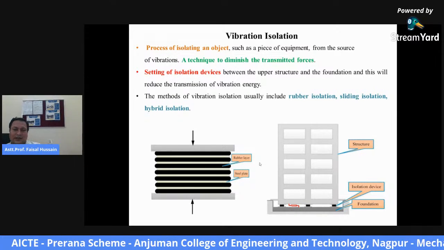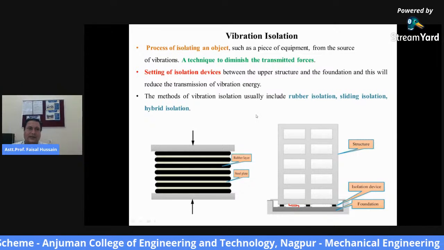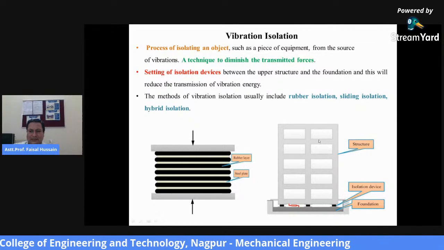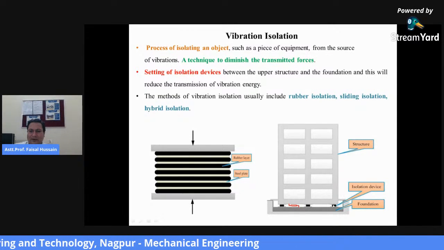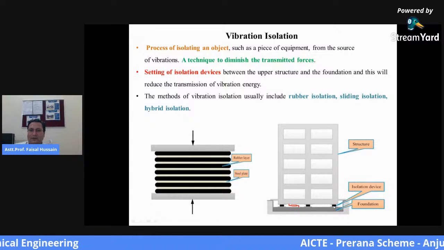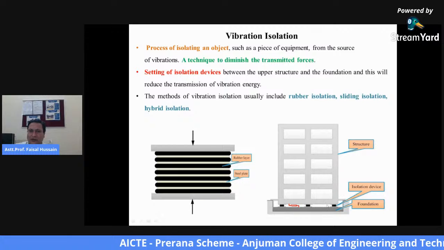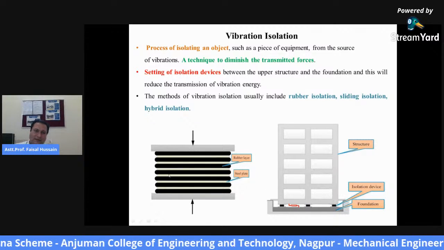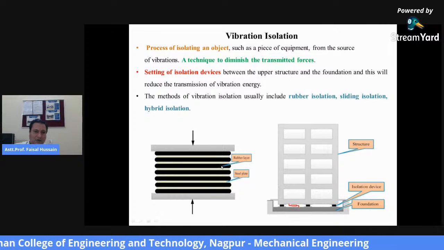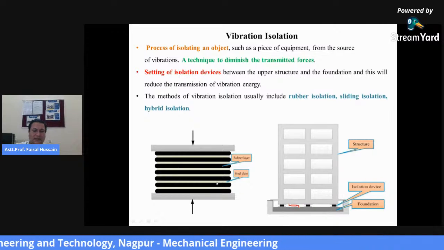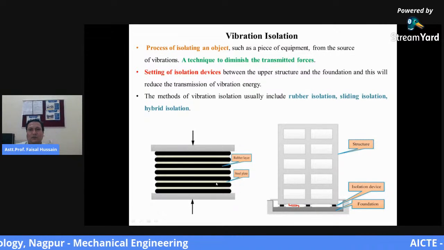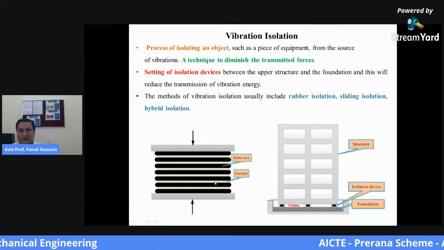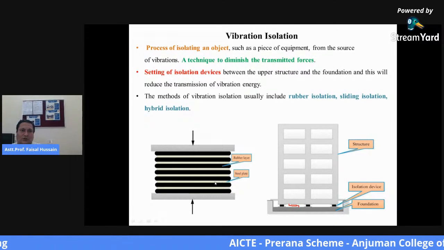In this diagram, you can see there is a structure, there is a foundation, and between them is an isolation device. Its main purpose is to diminish the transmitted forces coming from the structure to the ground. If we zoom in on this isolation device, there are a number of rubber layers, and between them there are steel plates which are used to absorb the transmitted forces.